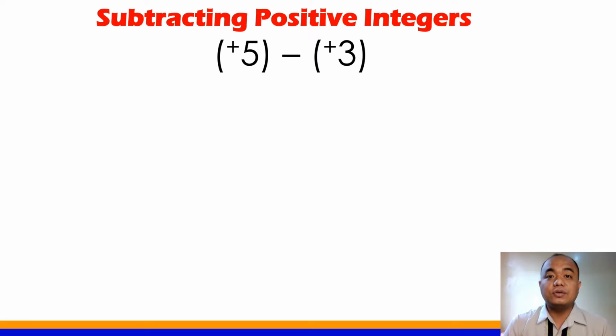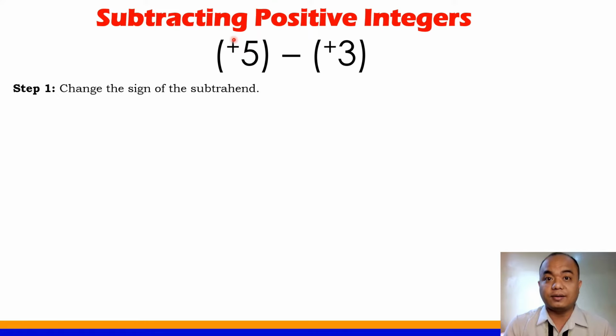Okay, this time let's use the third method and I think this is the easiest way to solve this problem. Pero meron lang mga steps na dapat tandaan class, no, para ma-solve mo ito correctly. So please take note of the step. We have here step 1, change the sign of the subtrahend. Ano ba yung subtrahend dito? Yes, itong positive 3. Ang tawag naman natin dito sa positive 5 ay minuend. Okay, so sabi dito sa step 1, we have to change the sign of the subtrahend.